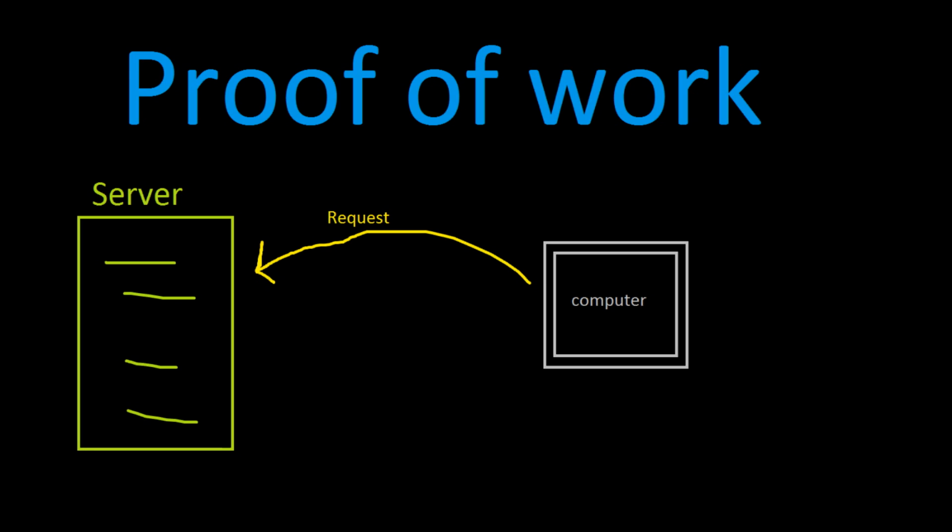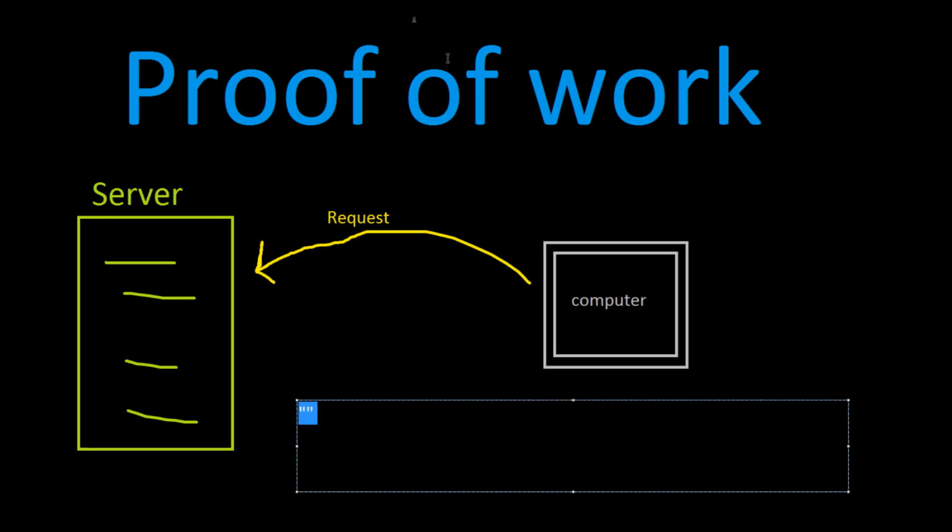So back to the abstract again. We propose a solution to the double-spending problem using a peer-to-peer network. The network timestamps transactions by hashing them into an ongoing chain of hash-based proof of work, forming a record that cannot be changed without redoing that proof of work.